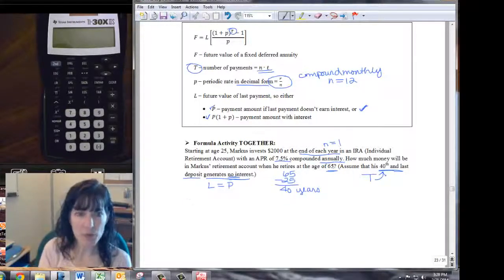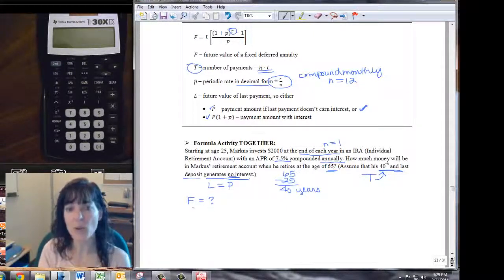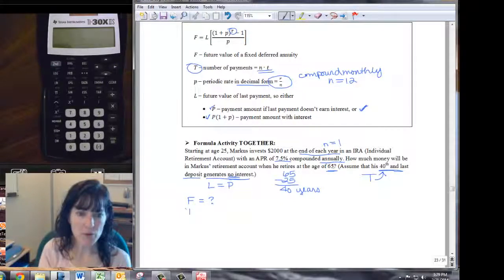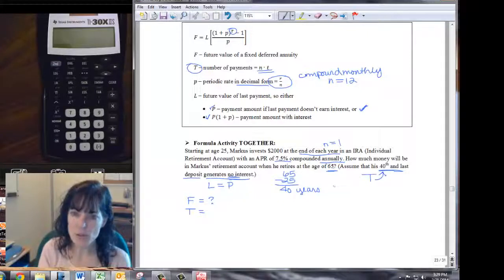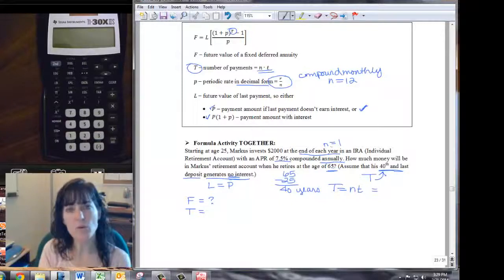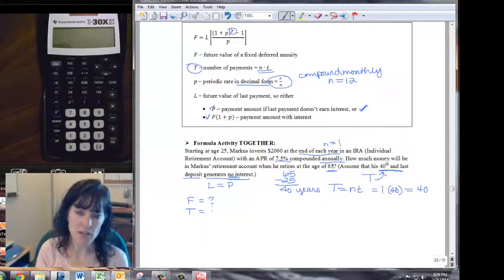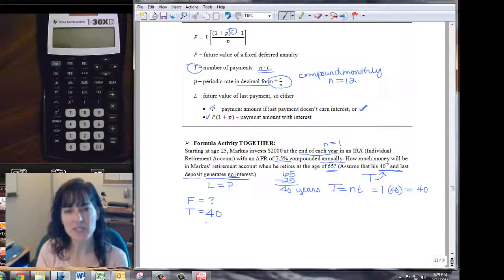So let's see, what do we know? I want to know what the future value is, and that's something I don't know and need to find. And my capital T, that's going to be the number of payments that he'll make, and we said right here he's making 40 payments. I can also do capital T is little n times T. My little n we said was 1 for the annually, and then T was the number of years, which is 40. And so that does come to 40, just like they said, the 40th and last deposit. So a lot of times part of the work's done if you can interpret it correctly. So my capital T is going to be 40.